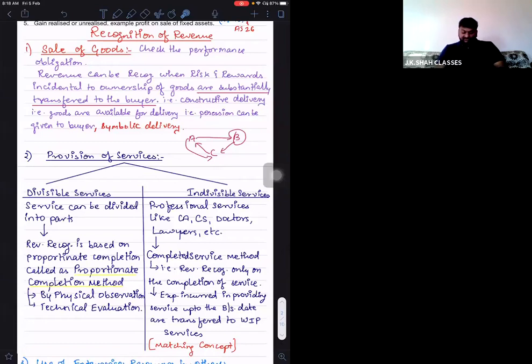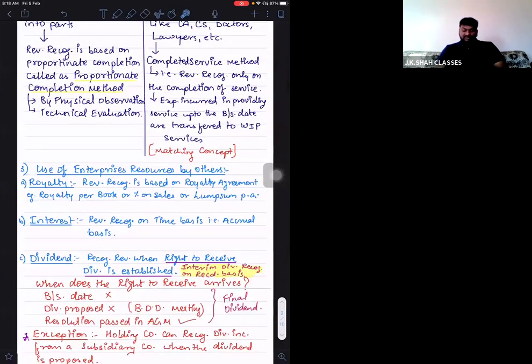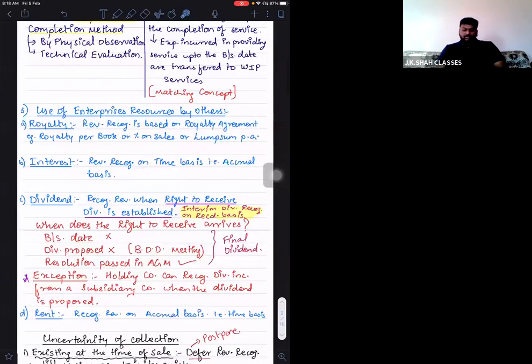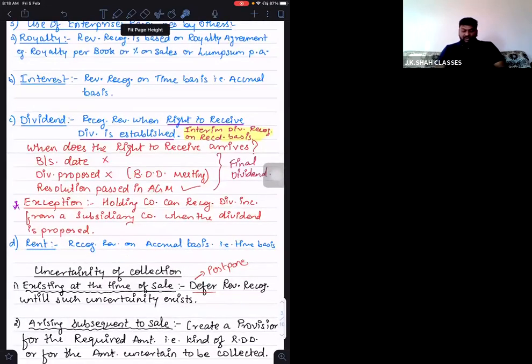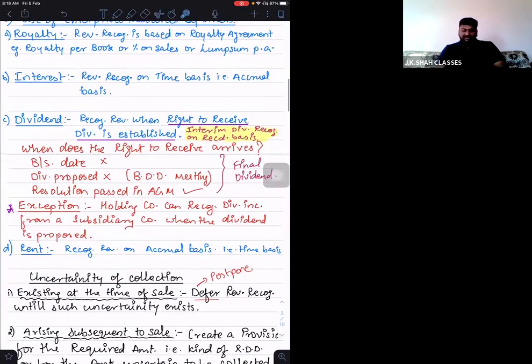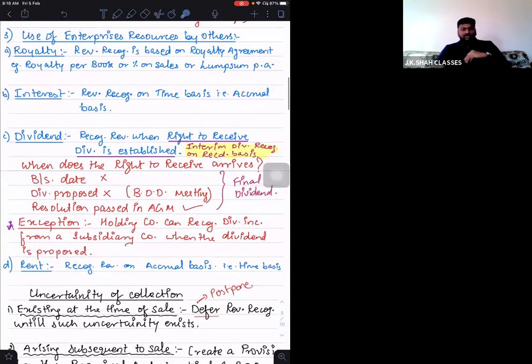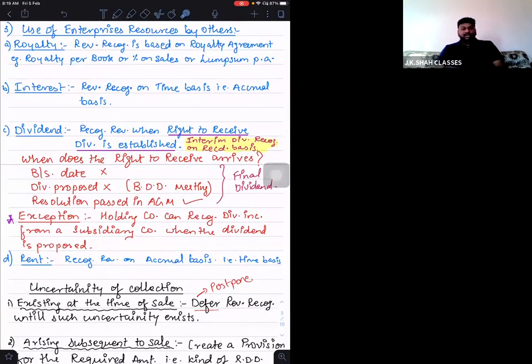Before the break, we will complete till use of enterprise resources by others. When we talk about use of enterprise resources by others, I already told you that we have certain resources of ours which we allow others to use. And since we allow others to use, they will compensate us. They can compensate us in the form of royalty, interest, dividend or rent. So we are going to learn how to recognize the revenue with respect to all these 4 points.